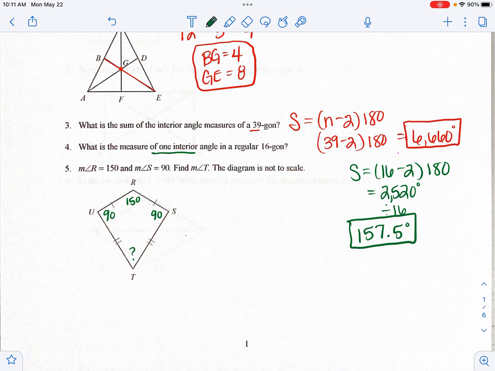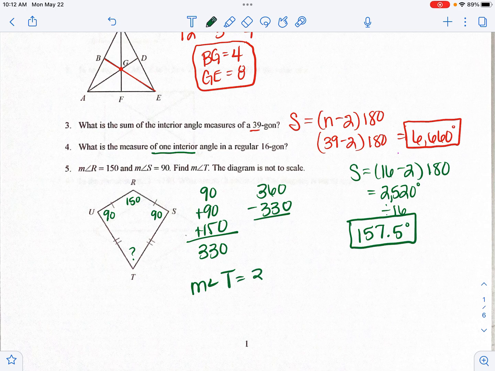It is a quadrilateral, which means that the four angles do add up to 360. So if I added the given angles, I'm going to get 330. And then, of course, you're just going to find the difference. So that means that the measure of angle T would be 30 degrees.